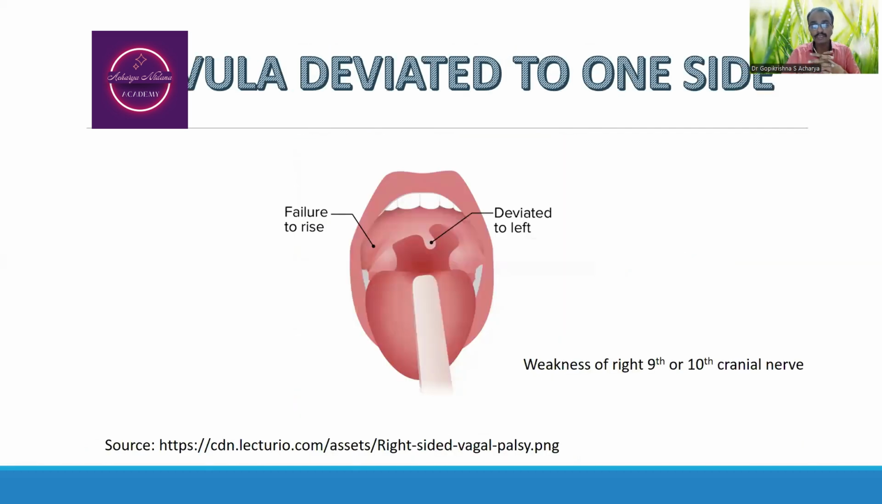This is considered to be the deviation of the uvula on the left side. Deviation of the uvula on the left side is indicative of right-sided 9th or 10th cranial nerve palsy.